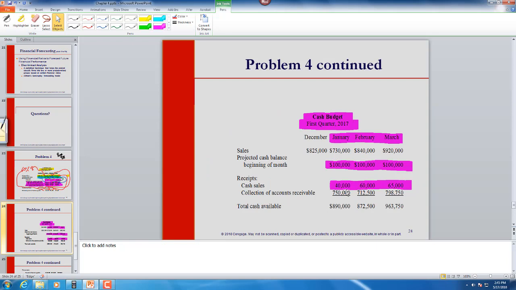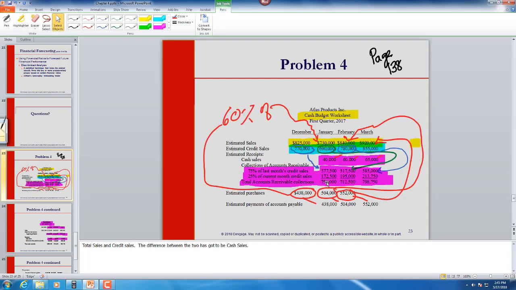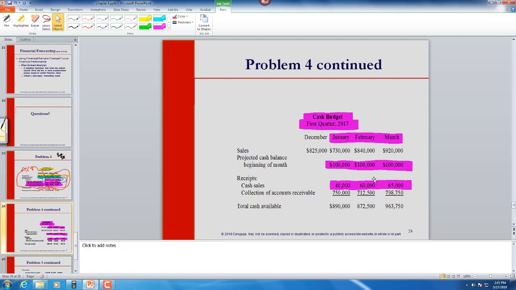Now, collection of accounts receivable. That means 75% of last month's sales and 25% of this month's sales. And if you go back, we calculated that here, 750, 712, 500, and 798, 750. See that? All we need to do is use it.